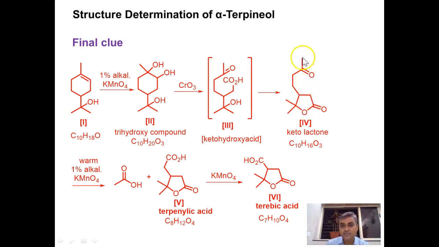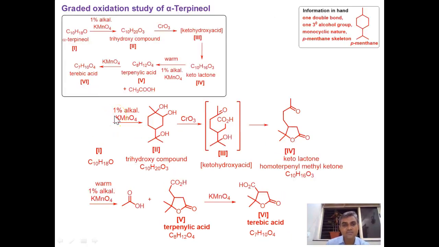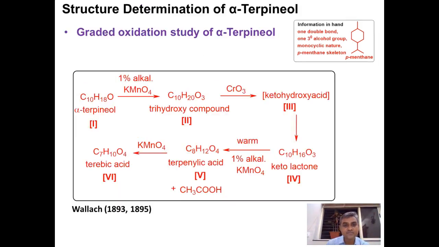This is a methyl ketone, and this methyl ketone on reaction with KMnO4 undergoes degradation here, and we get terpenylic acid, and terpenylic acid is subsequently further oxidized to form terpic acid. So in this way we have reached the structure of alpha terpineol on the basis of the graded oxidation experiment, and this is a very important experiment as far as the entire structure investigation is concerned, and it was the very old era of Wagner, when it was 1893.